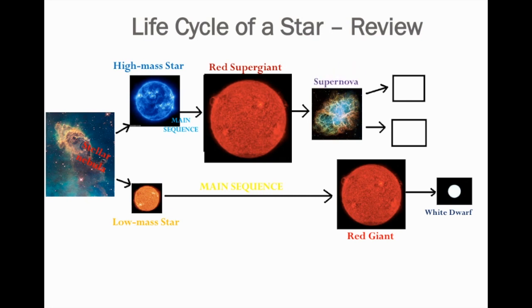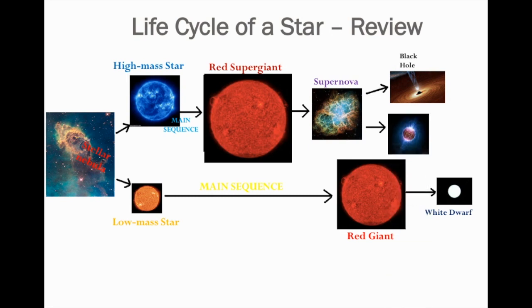And there are two options following the supernova, depending on how large the star was to begin with. One option is a point in space where gravity is so strong that not even light can escape. That's a black hole. The other option is a sphere of very dense neutrons called the neutron star. And hopefully that made sense on the homework.